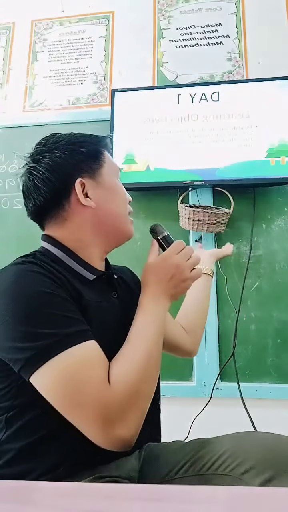Class, our lesson for today is about identifying lines. We have the different kinds of lines. First, we have vertical line, horizontal line, left diagonal, right diagonal, and zigzag. We also have thin lines, thick lines, broken lines, and dotted lines. Let us discuss this one by one.